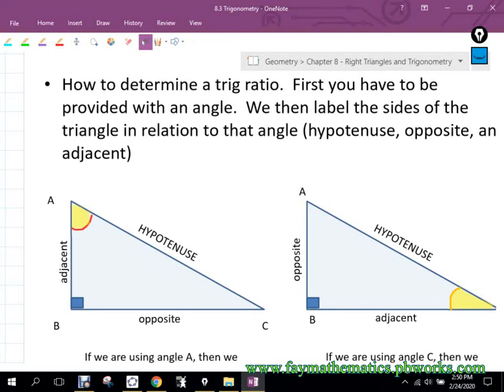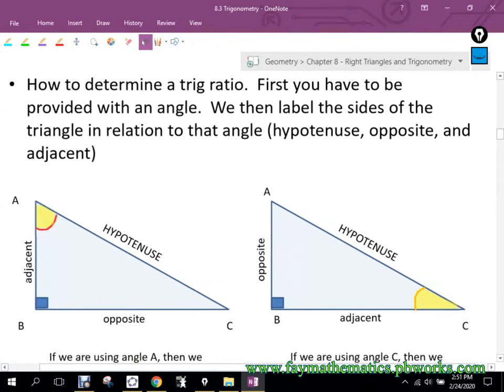However, look at the triangle to the right. It's the exact same triangle, but now I'm going to ask you to focus your attention on angle C. If I look at angle C now, segment AB is the side that's opposite that, and segment BC down here at the bottom is my adjacent side. So when I look at that angle, opposite and adjacent actually flip positions from when I looked at angle A. Hypotenuse is obviously still the hypotenuse, right? That's not going to change.